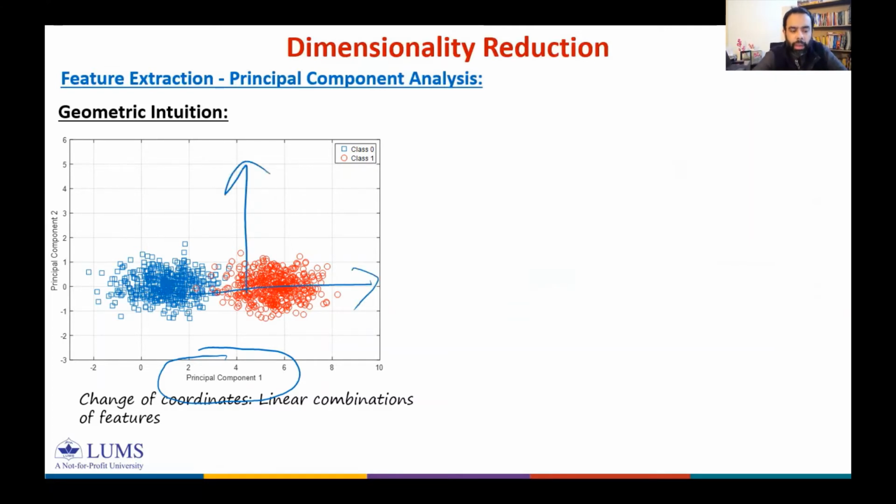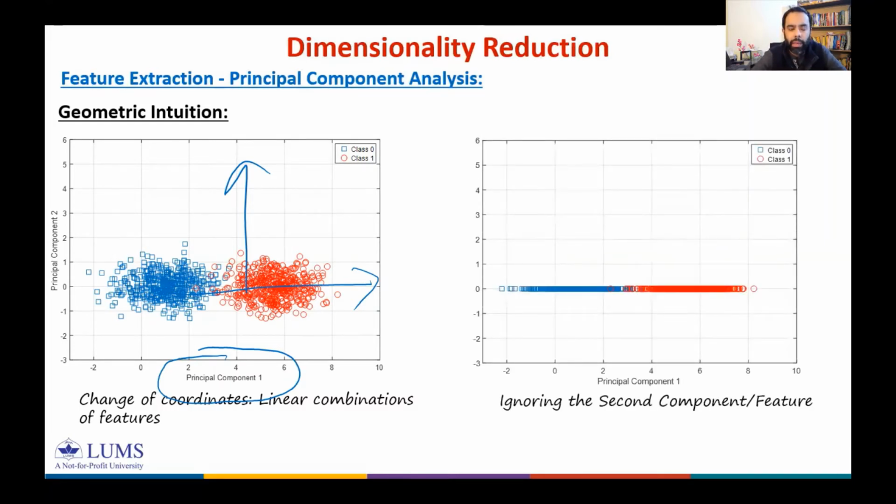Now the data is formed in terms of principal component 1 and principal component 2. And if you see, most of the data is along principal component 1. So I can ignore the second component, or I can ignore the second feature. If I ignore the second feature and only keep the first feature, I will get this. This is the representation of data along one dimension on the real line, right? So K is equal to 1.